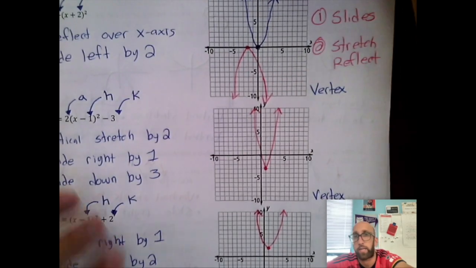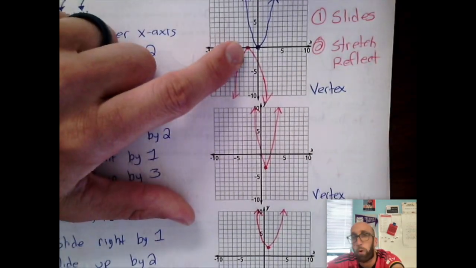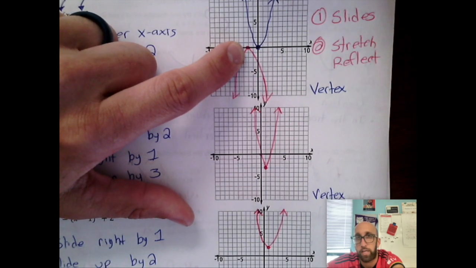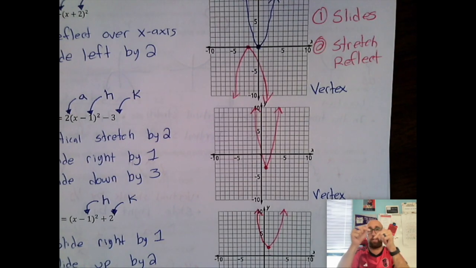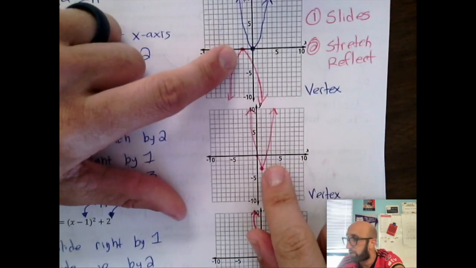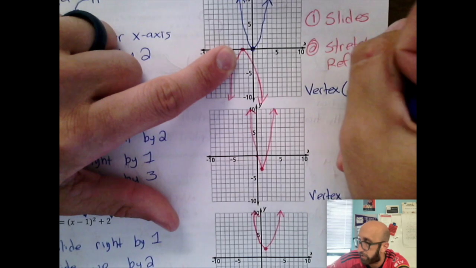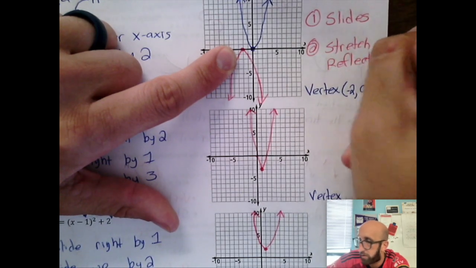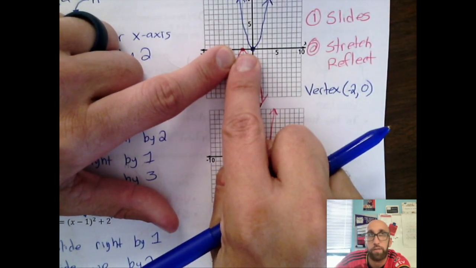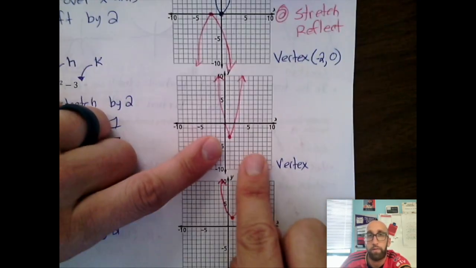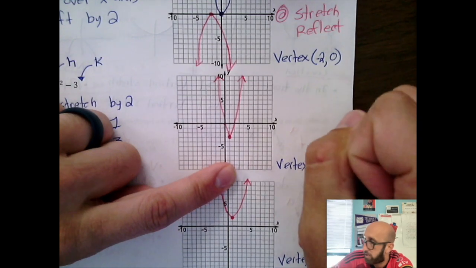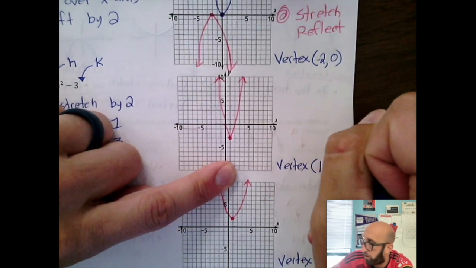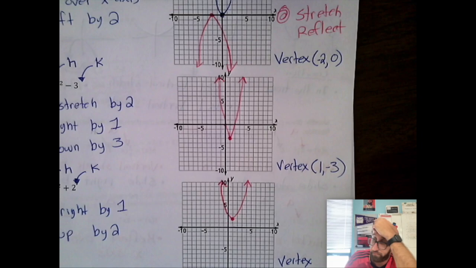So the vertex is this tip point right here. It's where your two arms of your parabola kind of meet. That point is your vertex. So the coordinates here are -2, 0. So the x is -2, the y is 0. The vertex here is over 1, so +1, and down 3. So this one's at 1, -3.